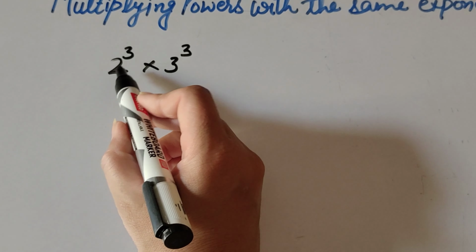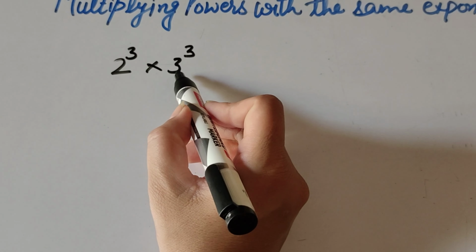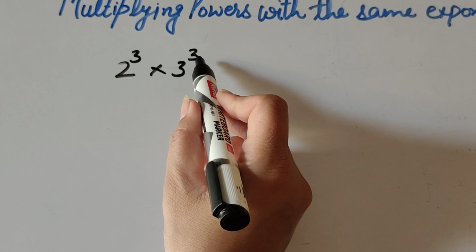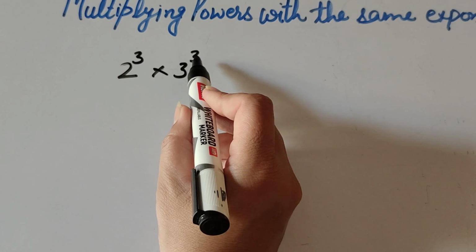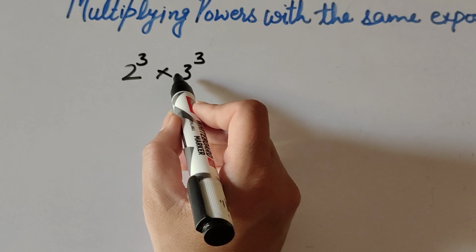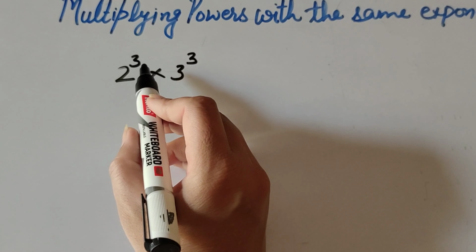2 raised to power 3. In this, 2 is the base and 3 is the exponent. 3 raised to power 3. In this, 3 is the exponent and 3 is the base. So their exponents are the same but the bases are different.